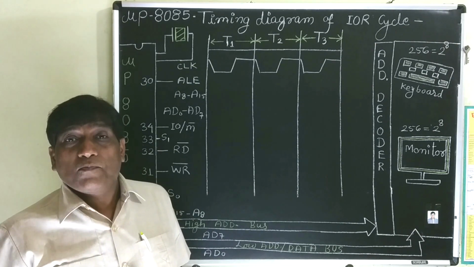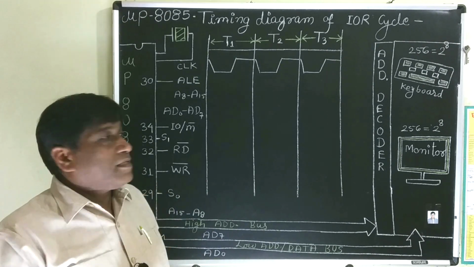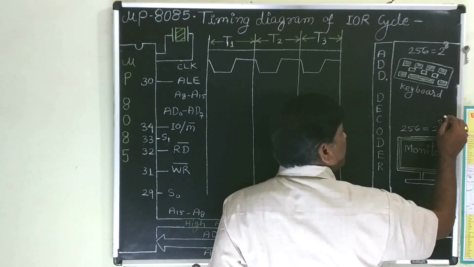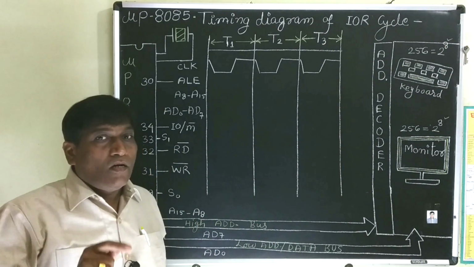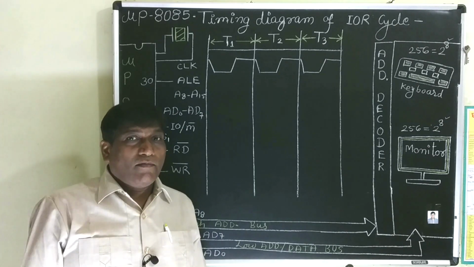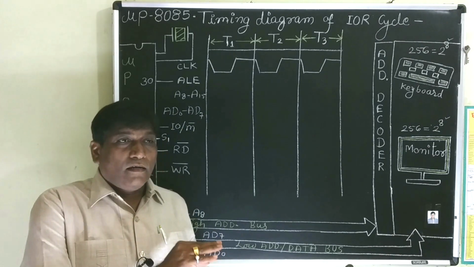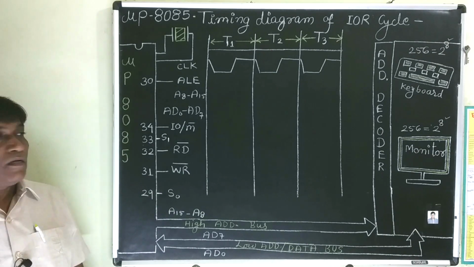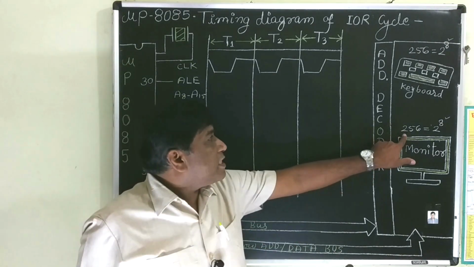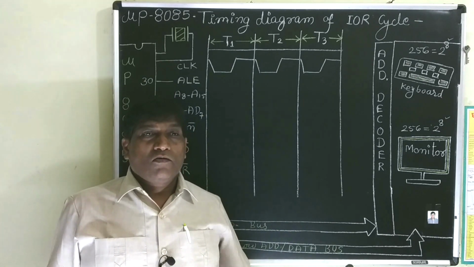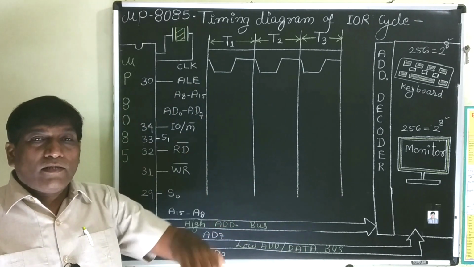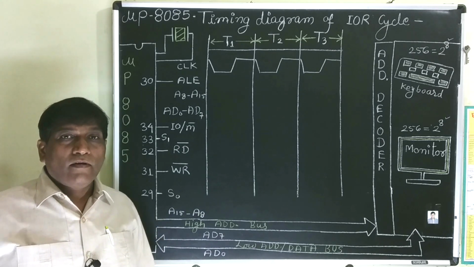Which means, to decode or address these input and output devices, how many lines are required? 8 address lines are required. You can see, the total input and output devices supported by the 8085 microprocessor are 256 plus 256, which is 512. So this many devices can be connected with the 8085 microprocessor.